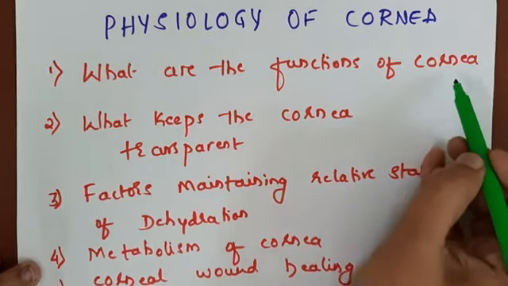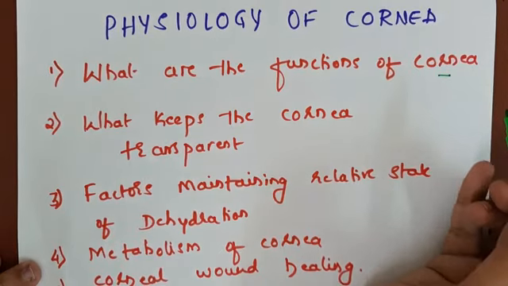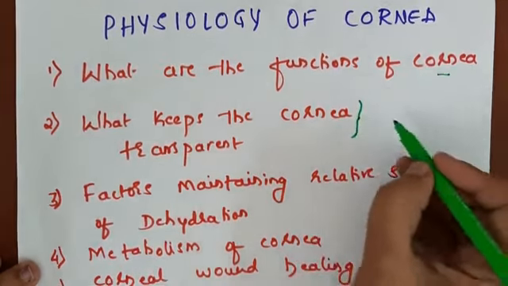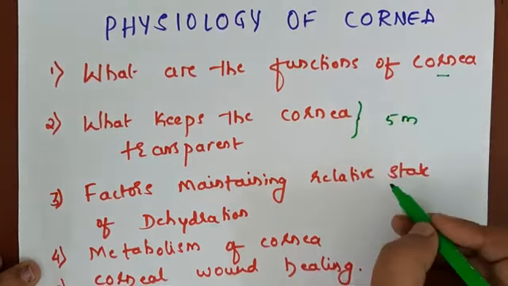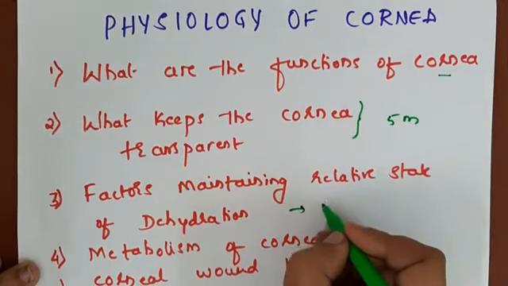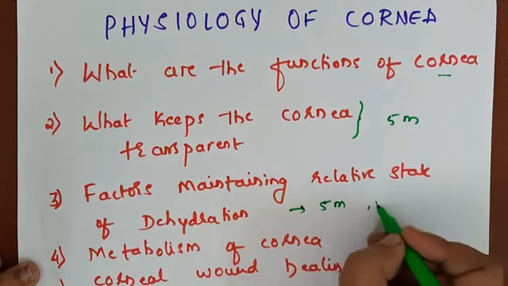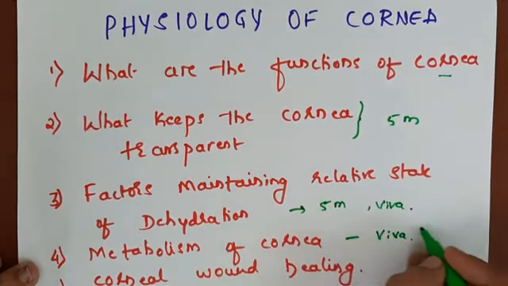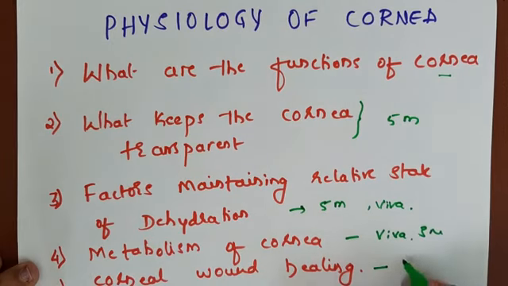So what are the functions of the cornea? It can be a 3-mark question or a Viva question. What keeps the cornea transparent? This is a frequently asked 5-mark question. Even the factors maintaining the relative state of dehydration is also a frequently asked 5-mark question as well as a Viva question. Metabolism of the cornea is again a Viva or 3-mark question. And wound healing is a definite 3-mark question and a Viva question.